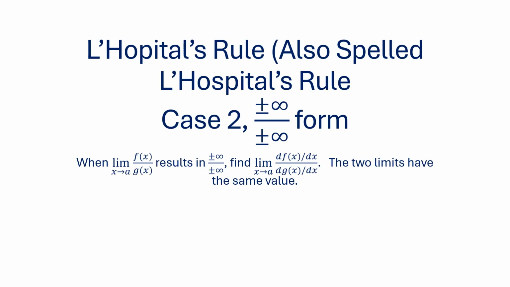The other case, where we end up with plus or minus infinity over plus or minus infinity, is exactly the same. We take the limit of the ratio of the functions, and it's the same as the limit of the ratio of the derivatives, the quotient of the derivatives of those functions.